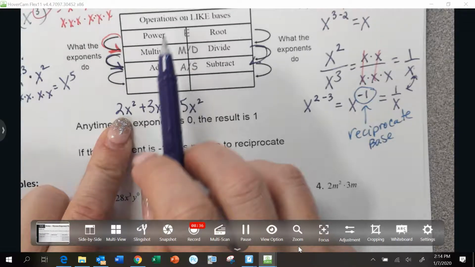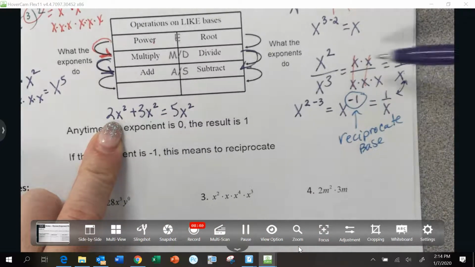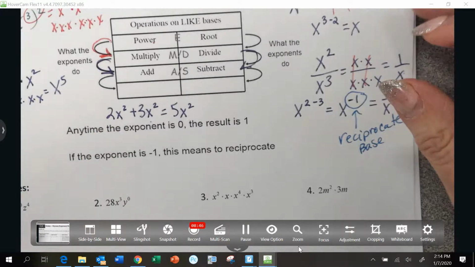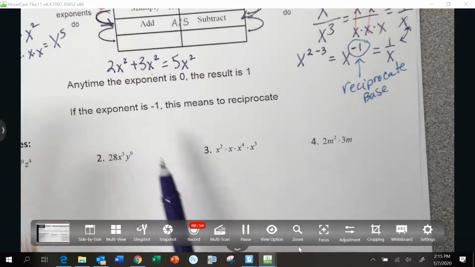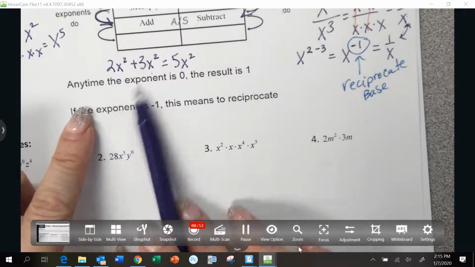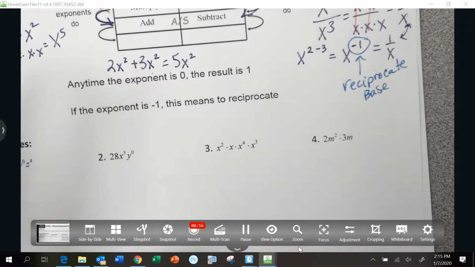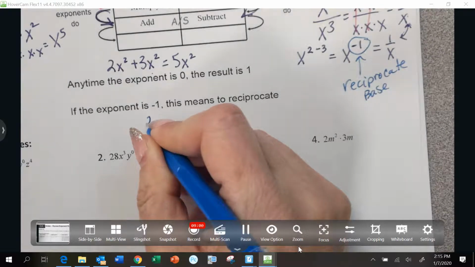This is a graphic organizer to help you remember these rules. You can also do it the long way. This takes longer, but you can do it the long way. Okay, I'm going to make a little chart underneath these two sentences, and this might answer some questions. Let's do the first.